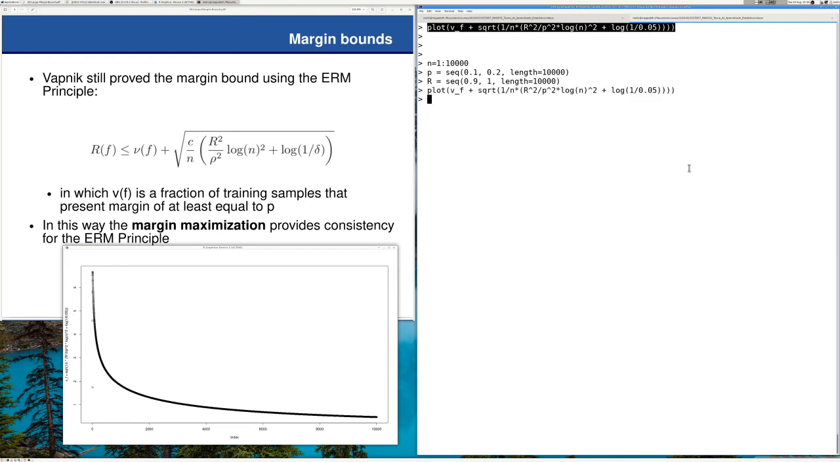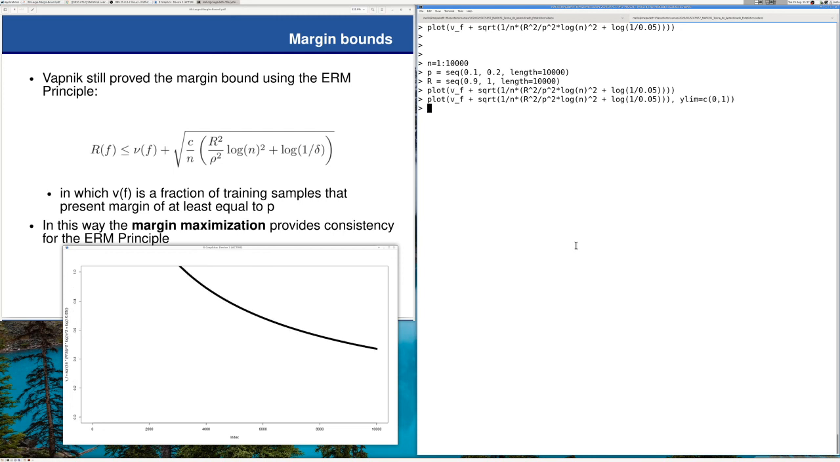Let me see what happens. It is converging. Of course, now it's smaller than 1. I can plot this with the y limit from 0 to 1. And you can see after 10,000 observations in this particular scenario, we have some expected risk that is below 0.4 something. 0.4 is not good enough, so I'm going to increase my sample size by another order of magnitude.